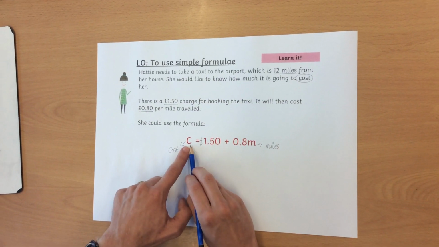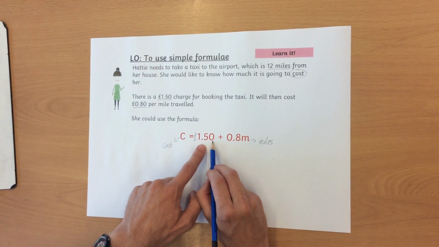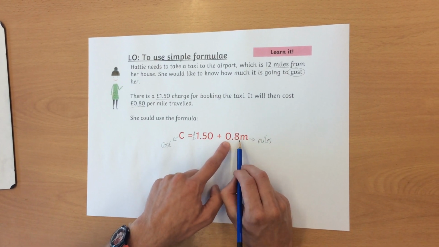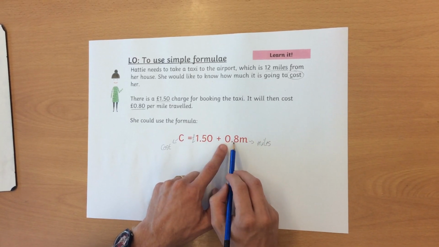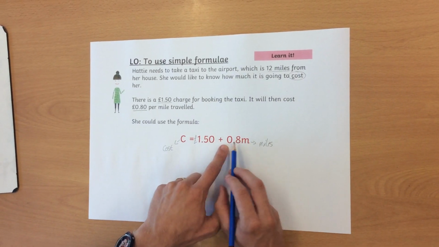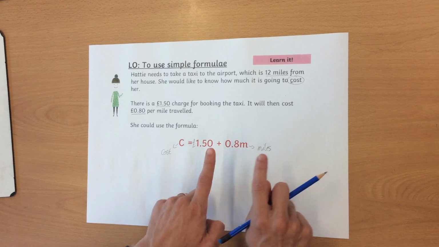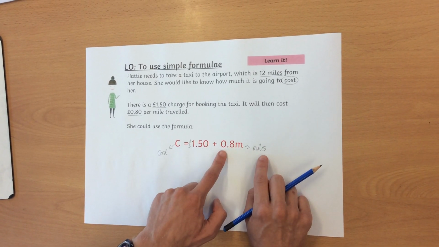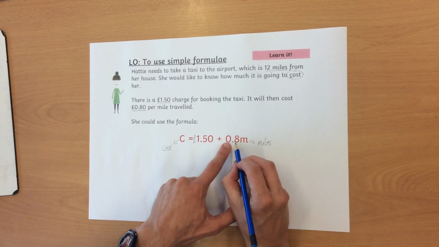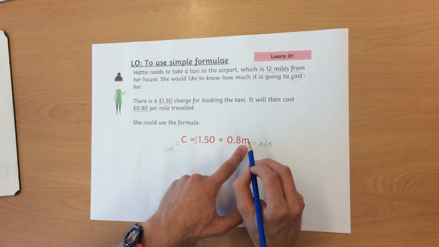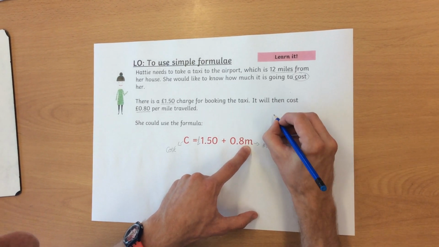So the cost will equal £1.50 plus 0.8 miles. But that's slightly confusing because my 0.8 is in pounds and pence, and my M is in miles. So I've got two different unit measurements here. But if you remember from a previous video, what did I mention to you about digits directly next to an algebraic letter? I'm just going to write it up here.